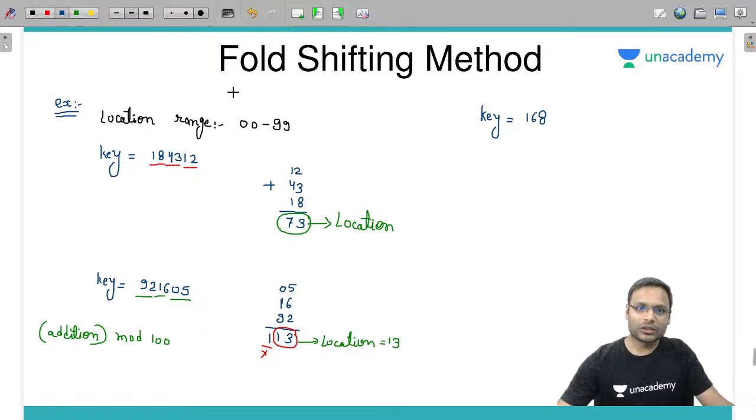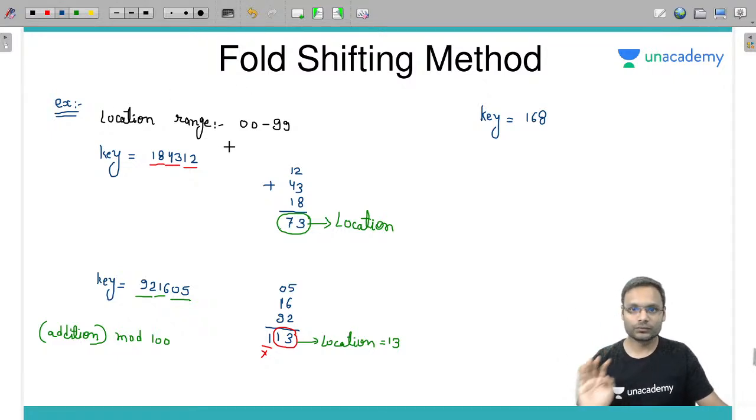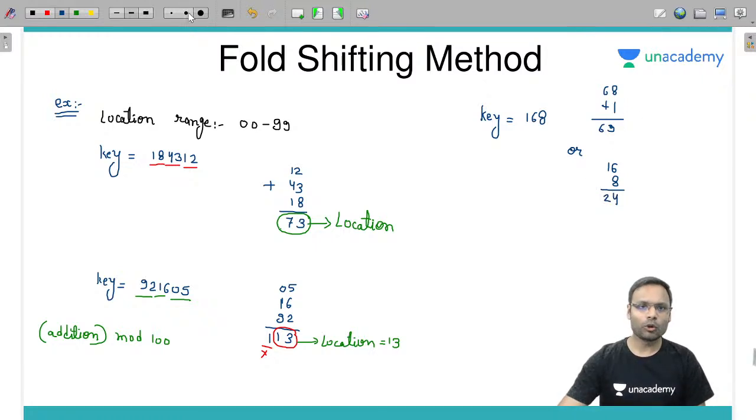Okay, fine. So this is one of the methods, with which the modulo division method is also used. Suppose the key is this one, you have two options. You can go with 68 plus 1, 69, or the other option is adding 16 plus 8, 24. So both the options are correct, depending on how you have implemented your fold, how you are folding the key. That is totally an implementation detail. You can choose whatever you want, implement it and enjoy your implementation.